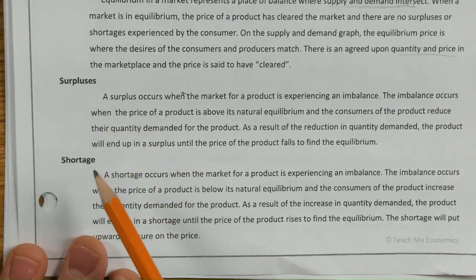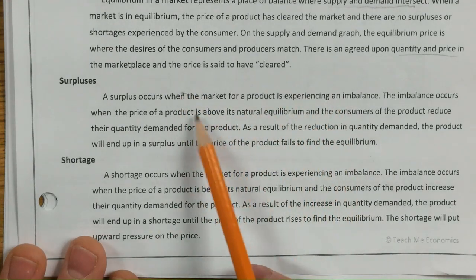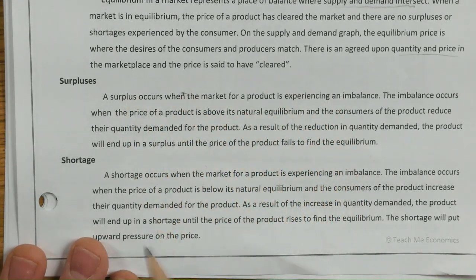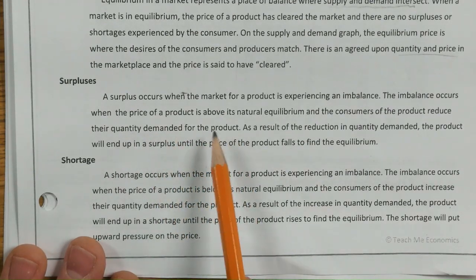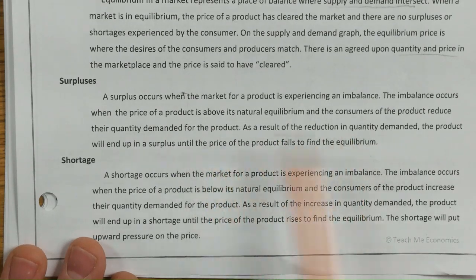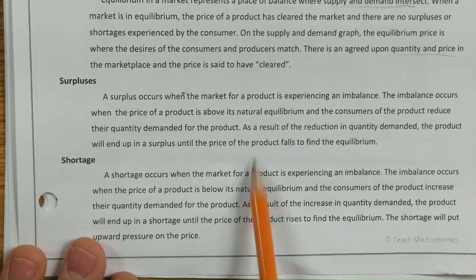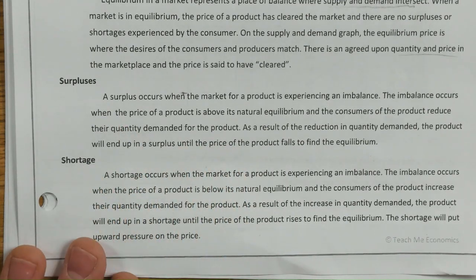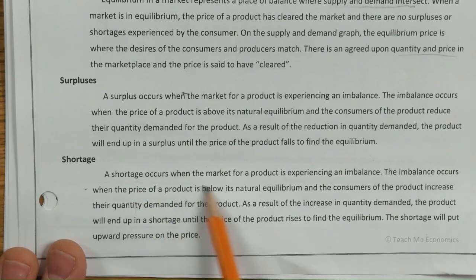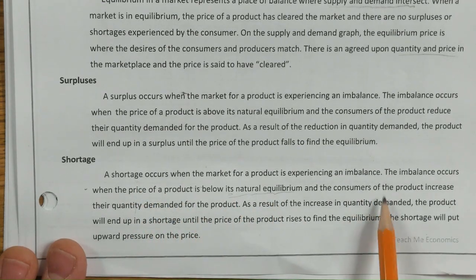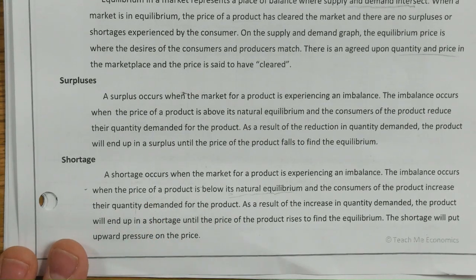So then we have surpluses and shortages. This is a result of imbalance, and when the price is above the natural equilibrium, we get a surplus. Consumers of the product reduce their quantity demanded for the product, and as a result, there's a surplus of it until the product falls to equilibrium. There's a mismatch in what people are willing to make and what people are willing to buy. A shortage is the other situation. This is when the price of a product is below its natural equilibrium and the consumers of a product increase their quantity demanded for the product. The product will end up in a shortage until the price of the product rises.